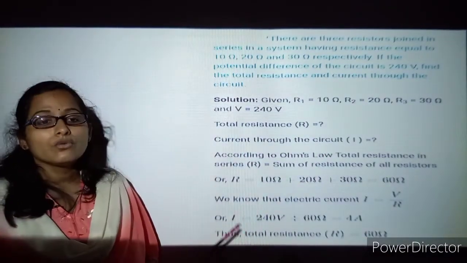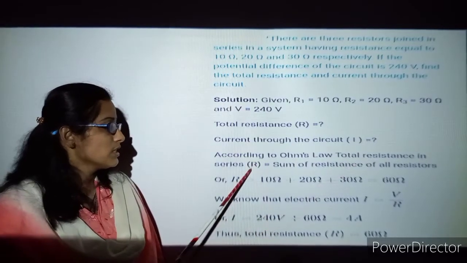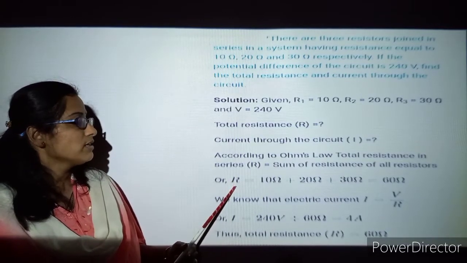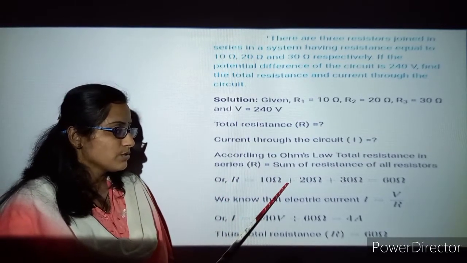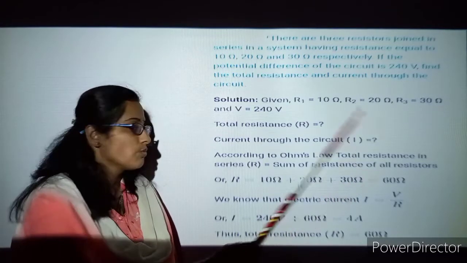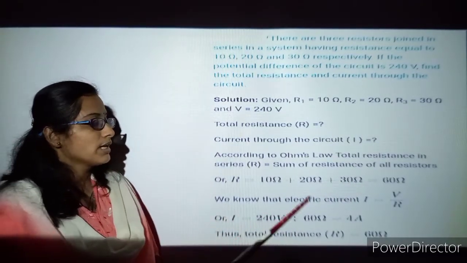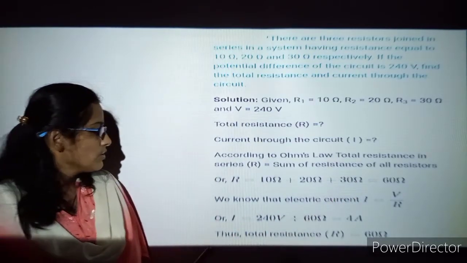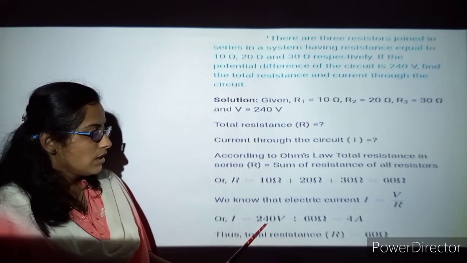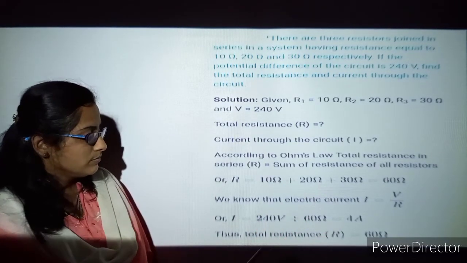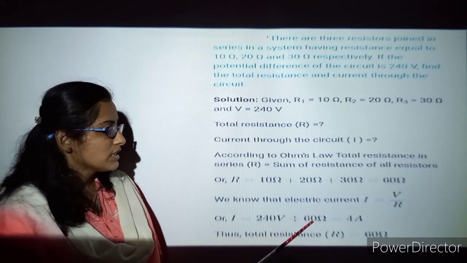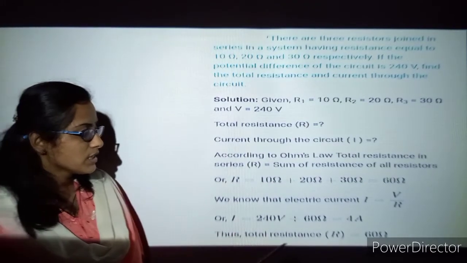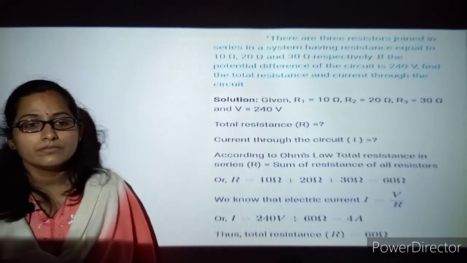According to the rule for series circuits, the total resistance is the sum of the resistances of the resistors. So, R is equal to 10 ohms plus 20 ohms plus 30 ohms, it is 60 ohms totally. Now, what is the formula for electric current? I is equal to V by R. So I is equal to 240 volts divided by 60 ohms, it is 4 ampere. Thus total resistance is equal to 60 ohms.